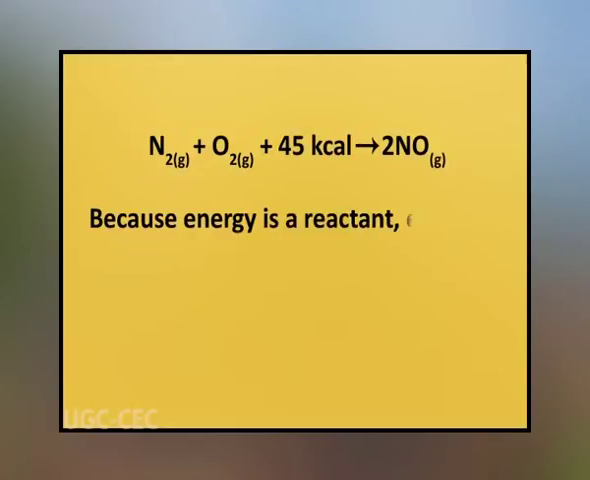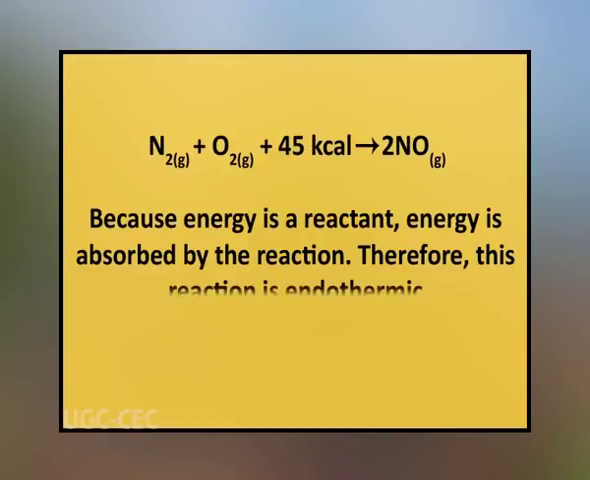And for the second reaction, because energy is a reactant, energy is absorbed by the reaction. Therefore, this reaction is endothermic. Now, let us discuss the second example. What is the enthalpy change for this reaction and is it endothermic or exothermic?